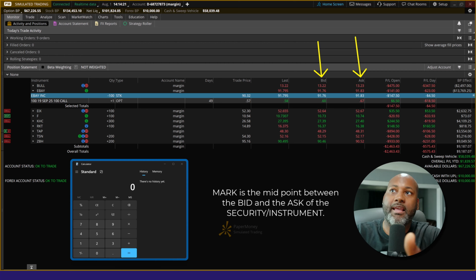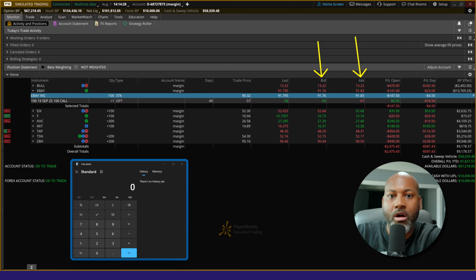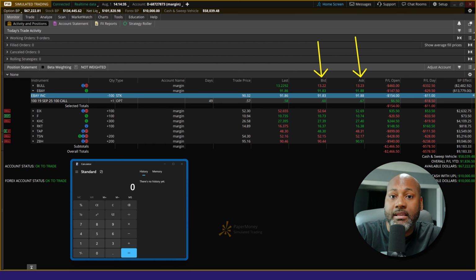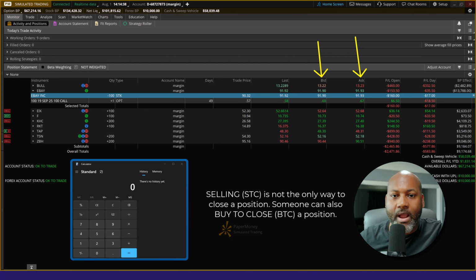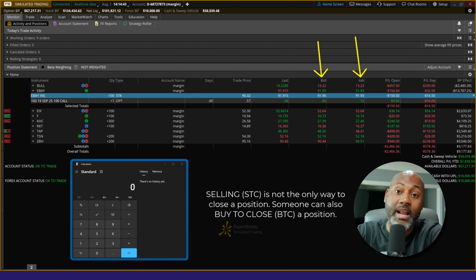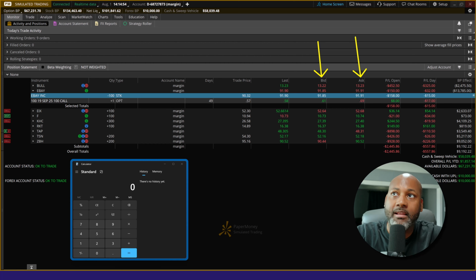So since it's two different numbers they could use, they just use the number in the middle. Your profit and your loss is hypothetical while the position is open. And the reason why is because they have no idea where you're going to actually sell at. Are you going to sell on the bid? Are you going to sell at the ask? Are you going to sell now? Are you going to sell later? So the best thing they could do to give you an idea of where you are profit wise is to just use the mark price between the bid and the ask.